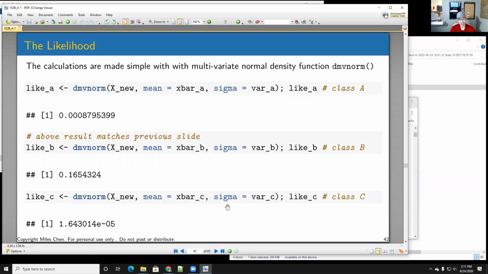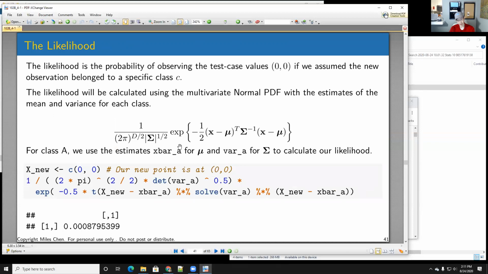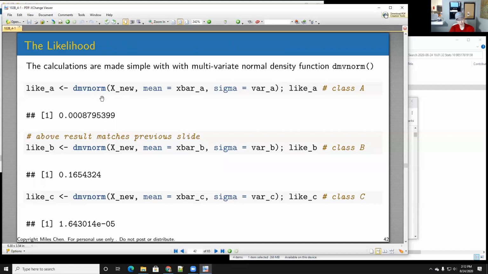Now this is kind of a pain to do. Luckily for us, R has the density function for the multivariate normal, and you just plug in your test case, which is 0, 0. You plug in the mean vector, which is x bar sub a, and your sigma matrix, which is variance underscore a. And when you calculate that, you get the exact same value, 0.0008795, okay? So yes, you can use the normal PDF and do it manually, or you can just use the multivariate normal density function in R.